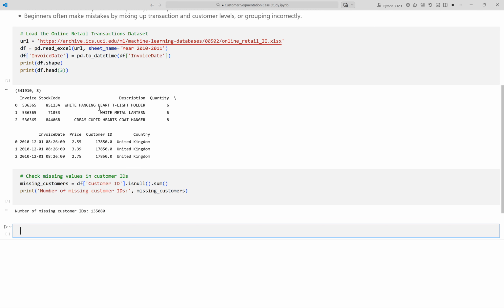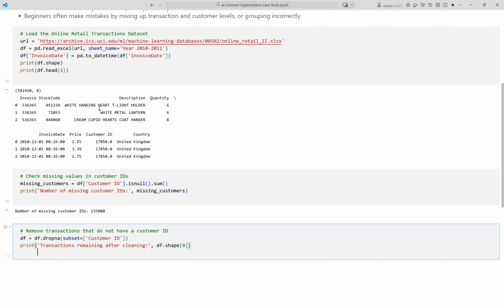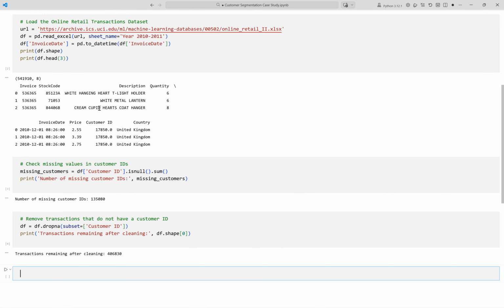We cannot segment anonymous transactions without a customer ID. Here, we remove all rows missing a customer ID to focus only on trackable customers. We print how many transactions are left after cleanup, so stakeholders can see the valid data size. Running the cell now. This output shows the number of transactions left after removing all rows without a customer ID, which is essential for accurate customer-level analysis.